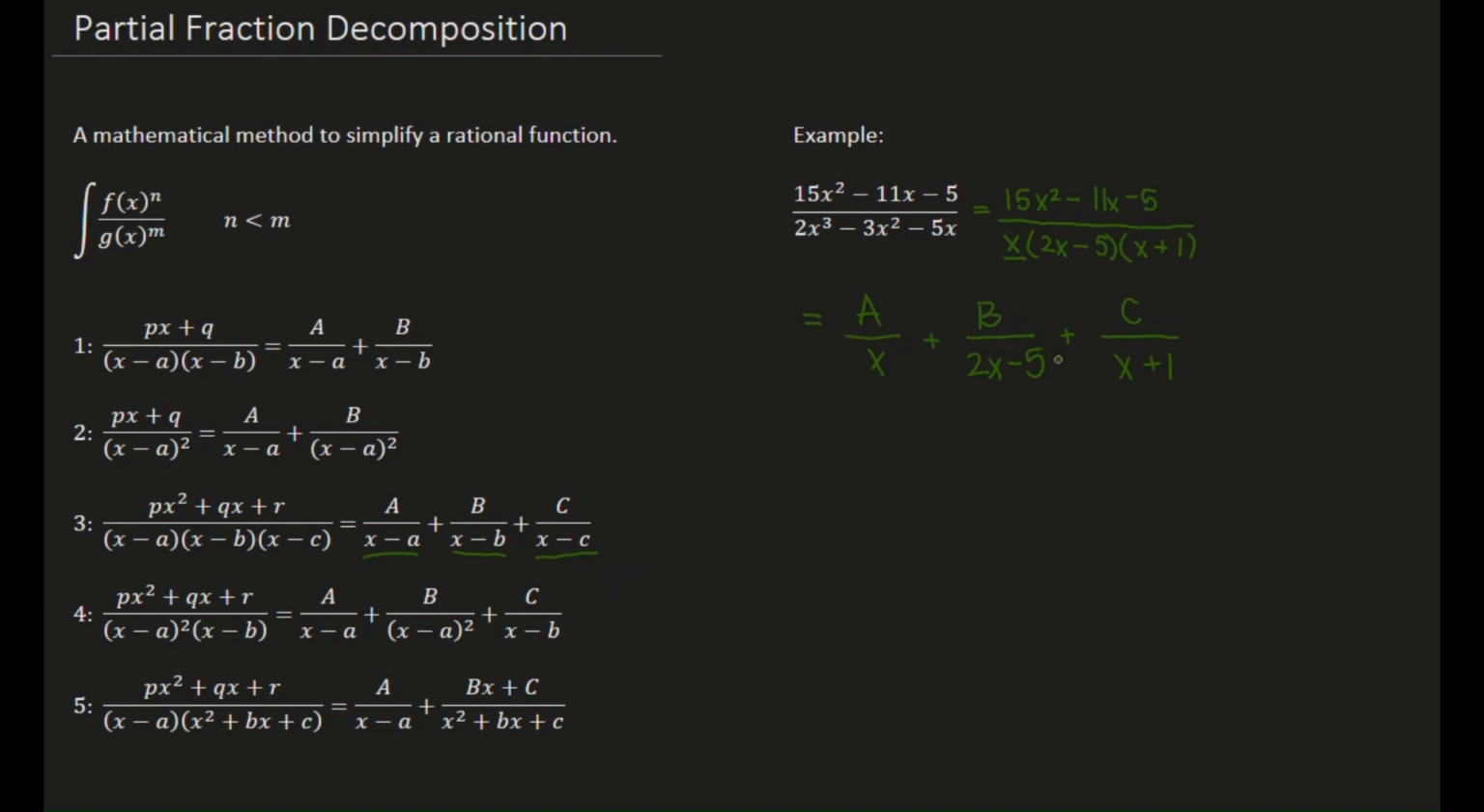Like the two previous forms, I want to get rid of this denominator, so I'm going to multiply it to each side of the equation. It cancels out on the left side, and then parts again will cancel out on the right side. This x will cancel with this A, this 2x minus 5 will cancel with this 2x minus 5, and this x plus 1 will cancel with this x plus 1.